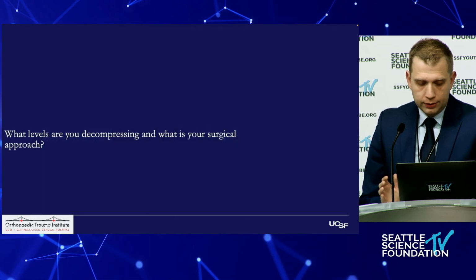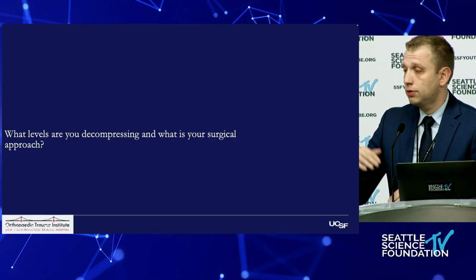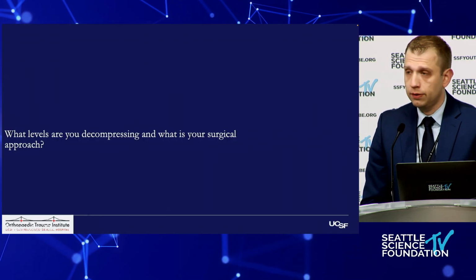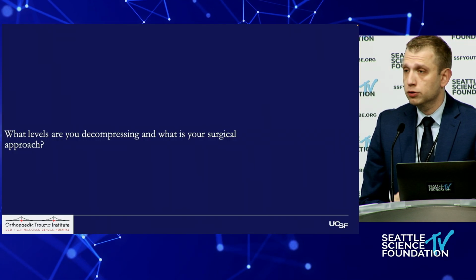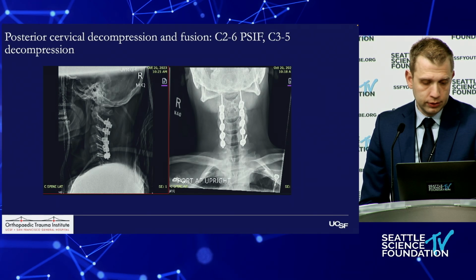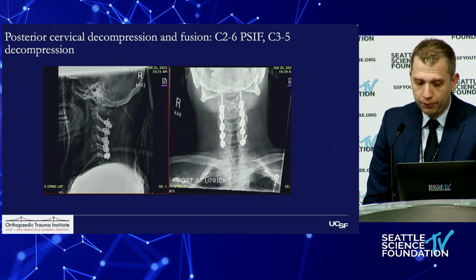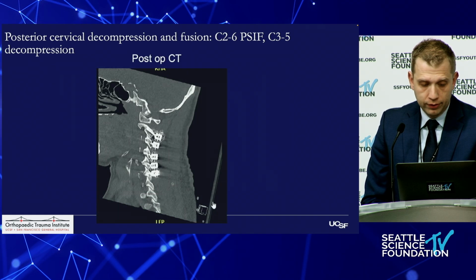And so when managing this case, we actually decided to go a bit further up and down so that we could get a full decompression of the cord, and also because we anticipated secondary swelling. And so this patient ended up getting a C2 to C6 PSIF with decompressions from C3 to C5.